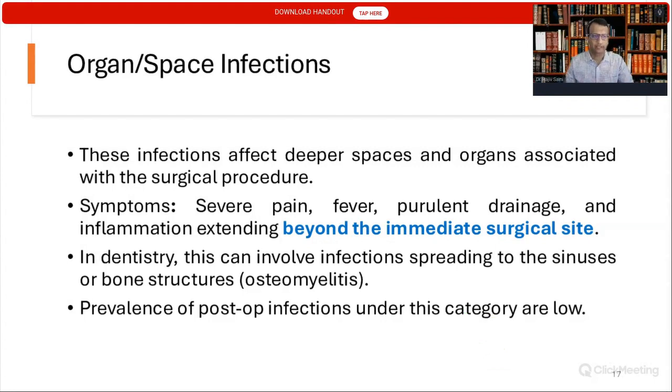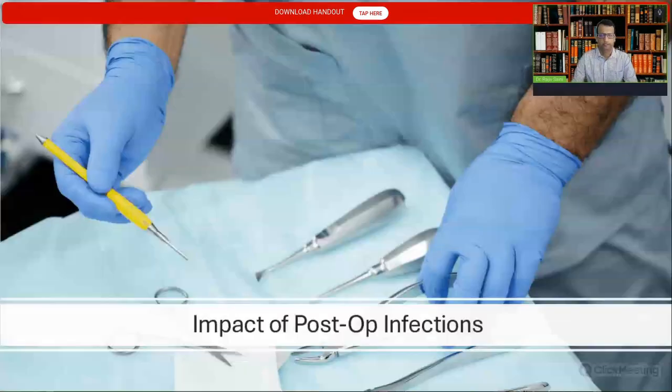And lastly are the organ and space infections. Their number is very low in a dental operatory compared to the incisional and superficial infections. These require treatment beyond the immediate surgical site. It's a really serious condition, with severe pain and purulent discharge, and it can involve infections into the sinuses or bone structure. So it's a serious, threatening condition that requires medical attention as well. But the chances of having space infections are really low compared to the other post-op infections.